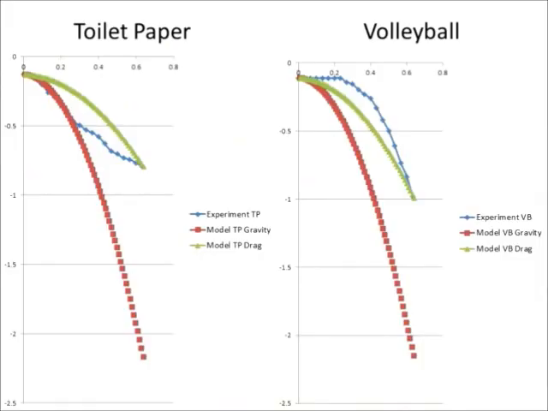Here we have our graphs of our toilet paper on the left and our volleyball on the right. The blue line represents our experiment, the red only gravity being in effect, and green both drag and gravity being in effect. We disregarded the gravity models because this did not make a good prediction of what our experiment was. When the drag and gravity model is graphed, this shows a much better representation of our experiment. The green line, represented by our added drag in the model, predicts a better motion of our falling object. This is due to the model beginning and ending in the same locations as our experiment.